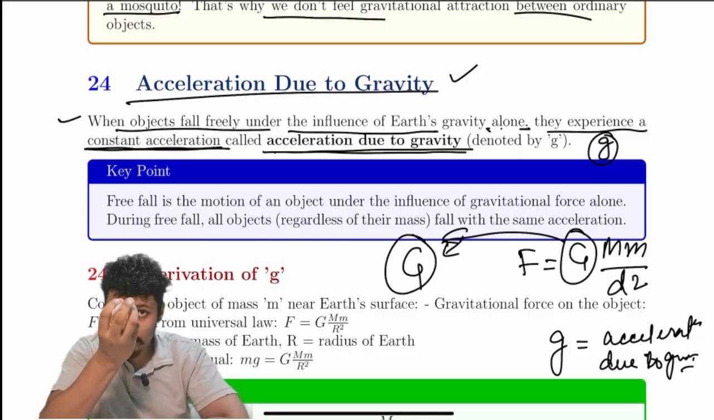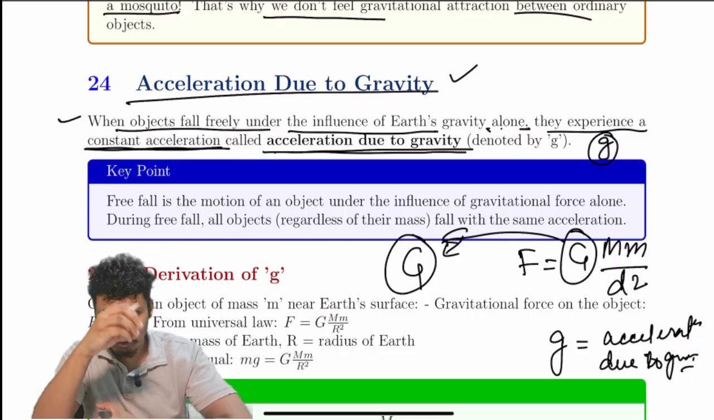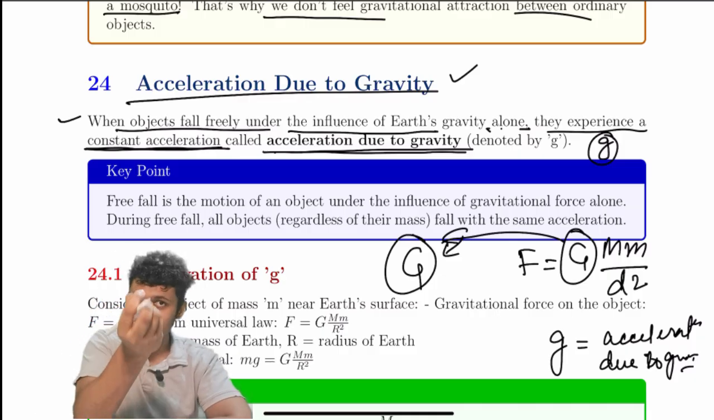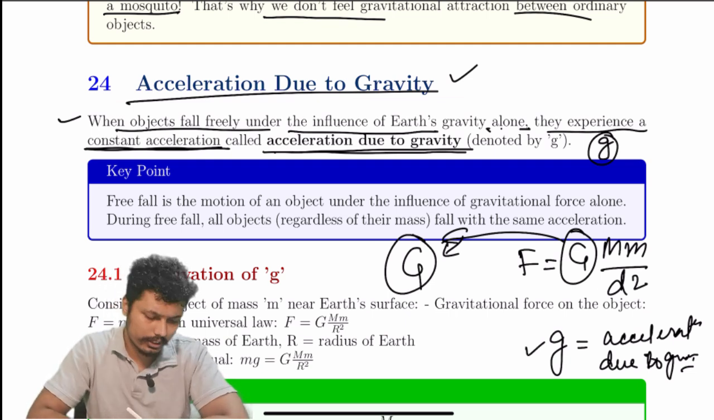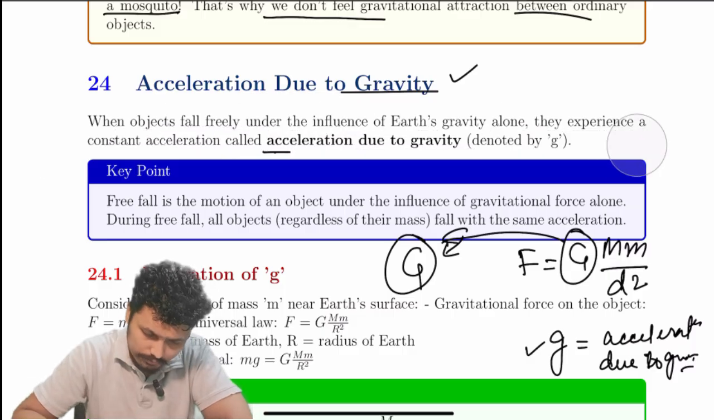Gravity is having some acceleration. An object is falling down, that apple is falling down, and the apple will have some acceleration. That acceleration is called acceleration due to gravity.